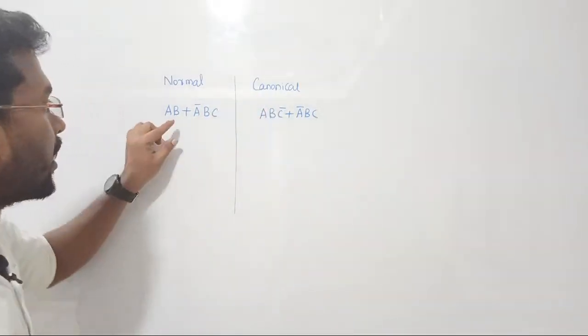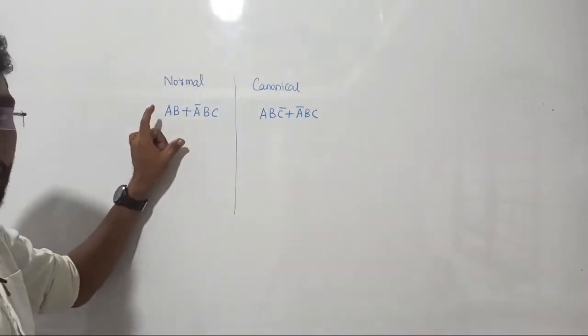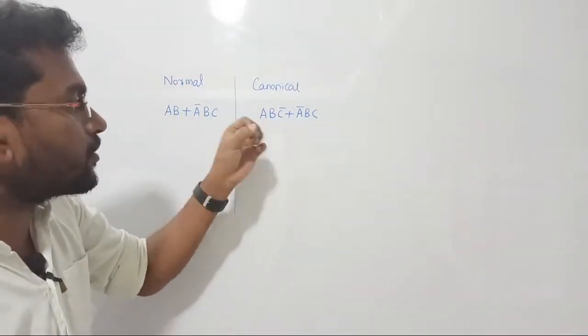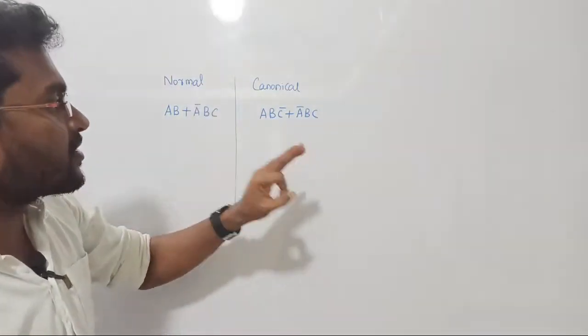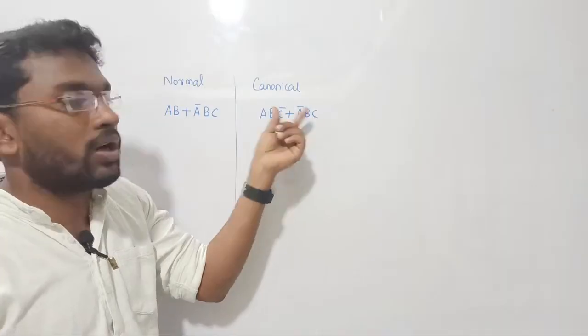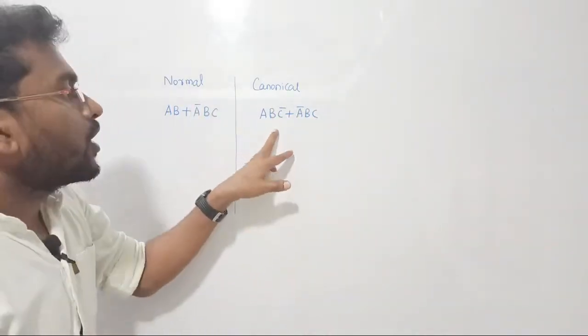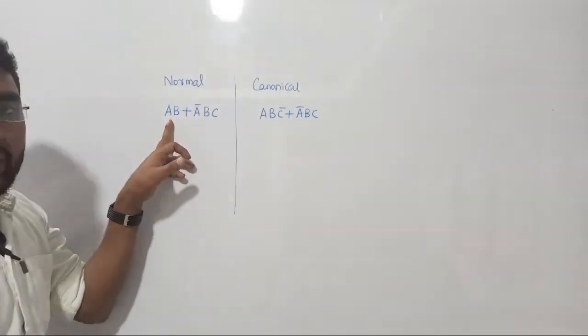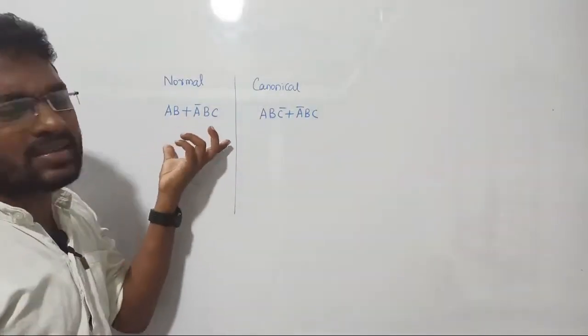So if you find any missing literal, then that is called a normal form, right? If there are no missing literals, and each and every term is expressed perfectly, right? In a three variable system, each and every term should have three variables. If one term has three variables but another does not, then that is called what? That is the normal form, right?